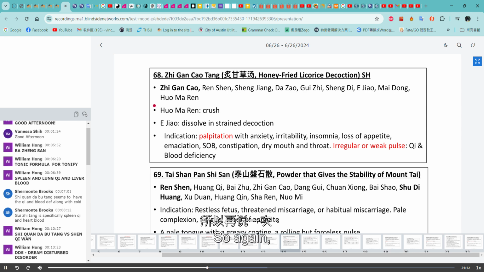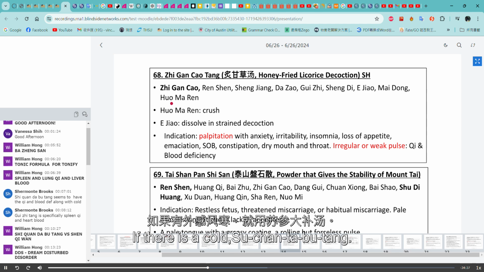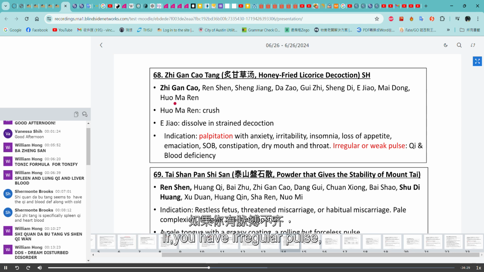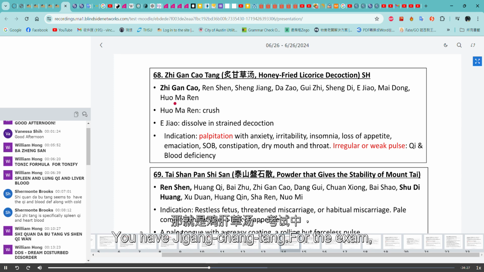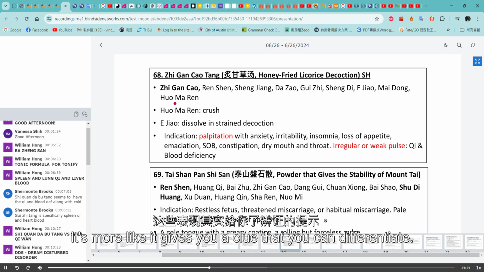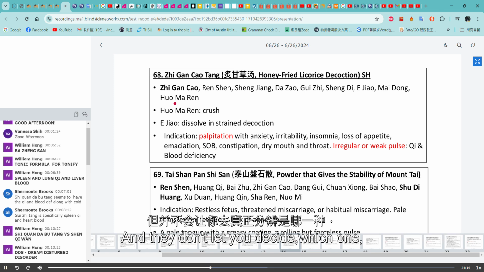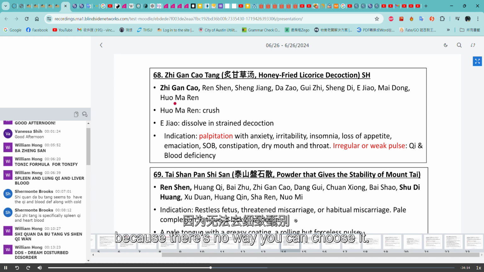So again, the basic formula is Bazhensan. If there is cold, Shiquan Dabutang. If there is bleeding, you choose Guipitang. If you have an irregular pulse, you choose Zhigancao Tang. For the exam, they give you a clue so that you can differentiate. Because if they just give you all the signs and symptoms of qi and blood deficiency without letting you decide which one, there's no way you can choose it, right?